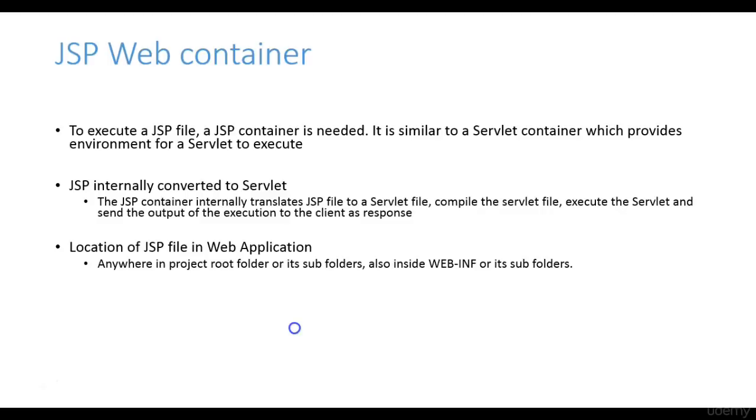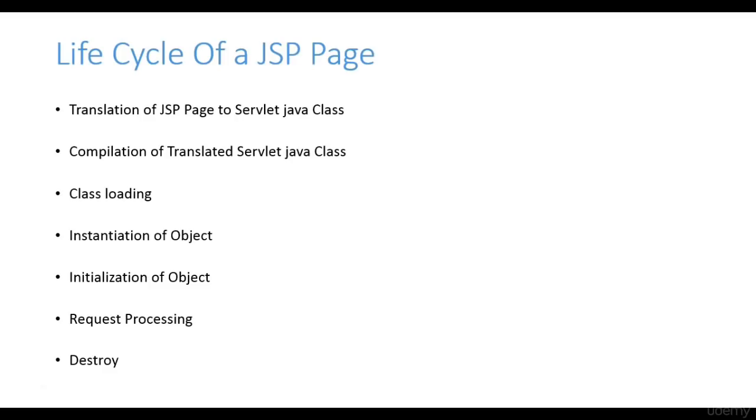Let me help you understand now the lifecycle of a JSP page. When a JSP page is called, the JSP container does many things behind the scene. Internally, the container translates a JSP file into a Java file, or more specifically a Java servlet file, compiles the Java servlet into a Java class, and then the compiled class is loaded. This compilation only happens once.